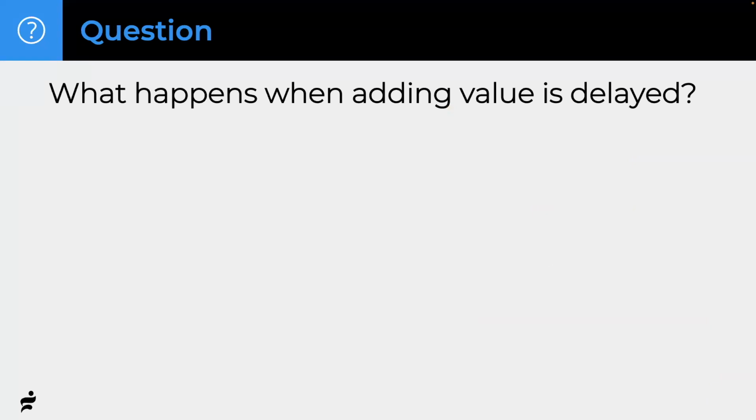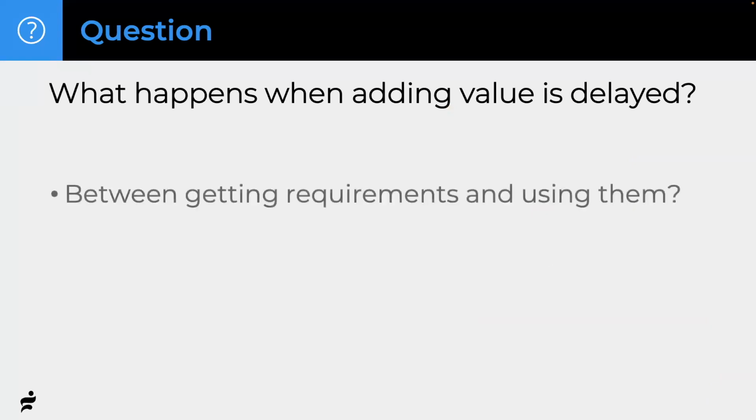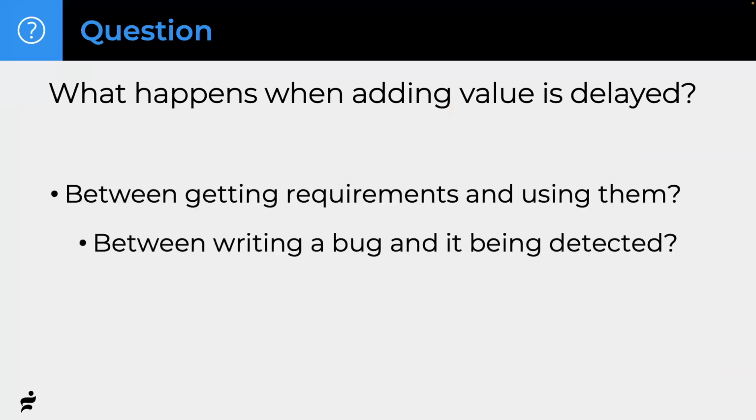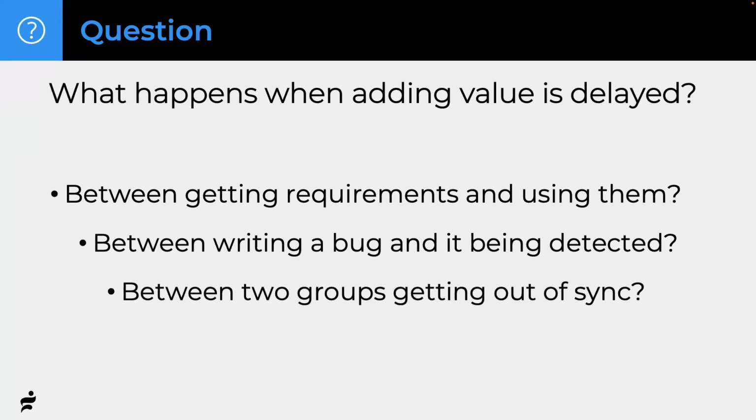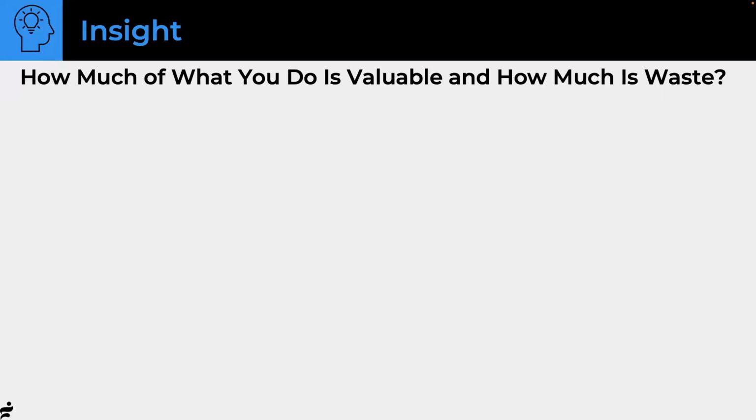Okay, so what happens when adding value is delayed? Between getting requirements, using them, writing a bug and it being detected, between two groups getting out of sync. We call these integration errors, but they're really two groups getting out of sync. We integrated properly, it detected the fact that they're out of sync. We're just waiting for somebody. See, I'm going to suggest that something bad and insidious and not even noticed is happening.